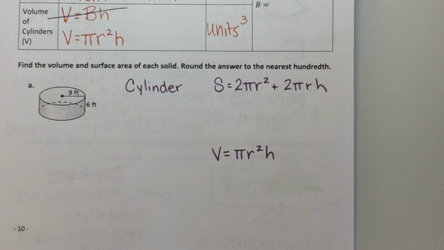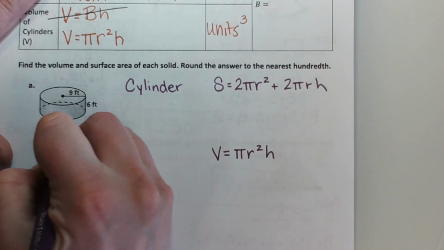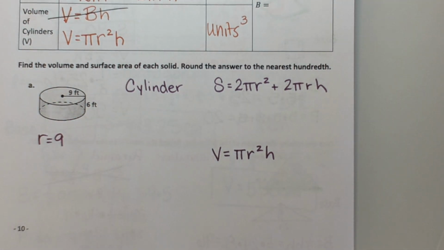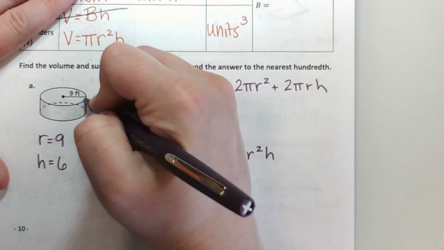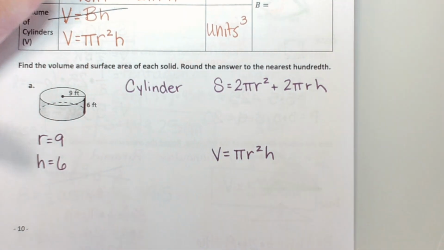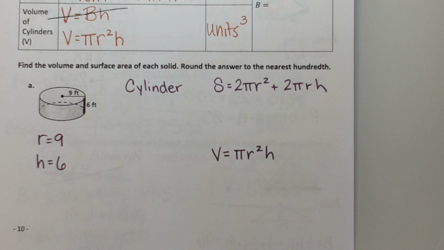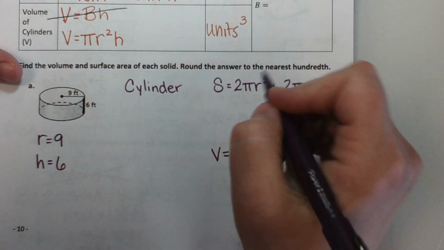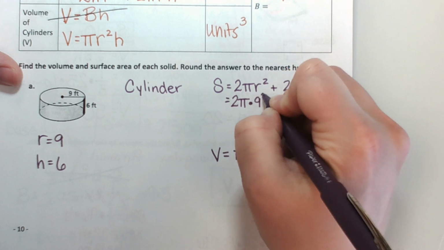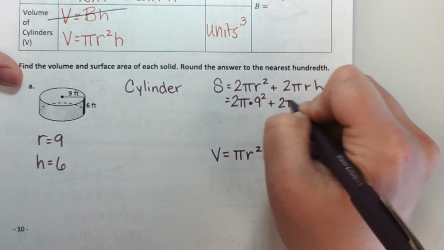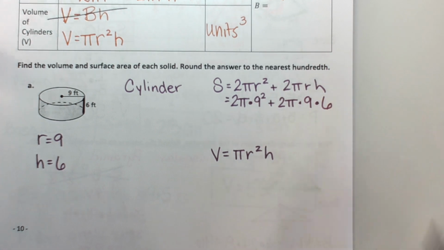R is the radius of the base specifically. Do we know the base's radius? Yeah, what is it? 9. H is the height of the cylinder. Do we know the cylinder's height? Yeah, what is it? 6. Specifically, this is the height because why? Connects the bases specifically perpendicularly. Okay, so 2 pi times 9 squared plus 2 pi times 9 times 6.